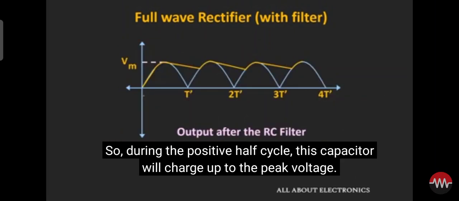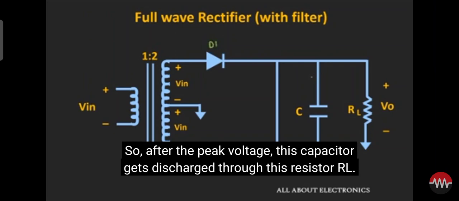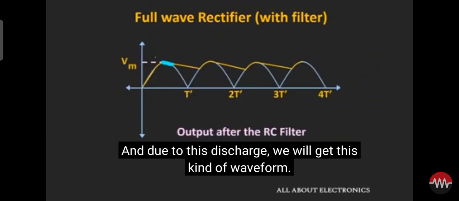During the positive half cycle, this capacitor will get charged up to the peak voltage. And once this capacitor is fully charged, this diode D1 will become reverse biased. After the peak voltage, this capacitor gets discharged through this resistor RL. And due to this discharge, we will get this kind of waveform.